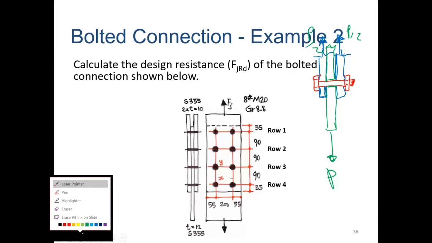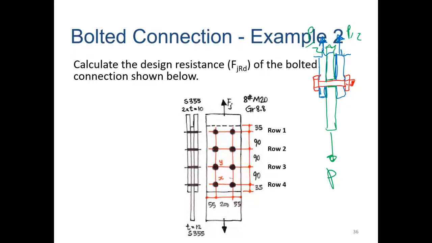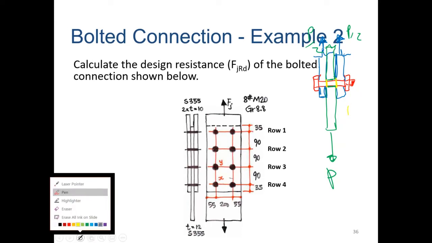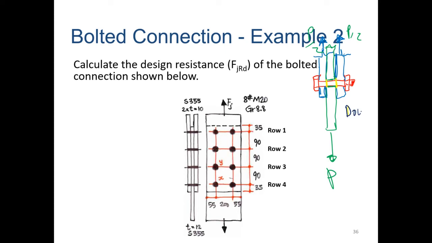So what does that mean for the bolt? Well, we can see now that I've got shear in two planes. I have a shear plane here and a shear plane there. So I've got double shear in this case, whereas last time I had only single shear. So double shear in my solution here.